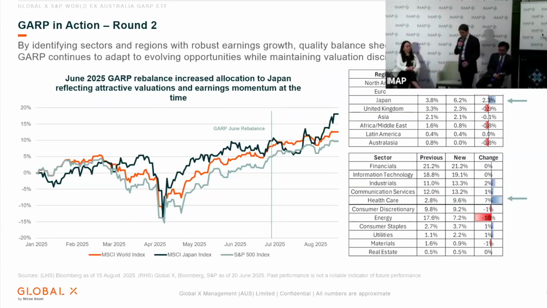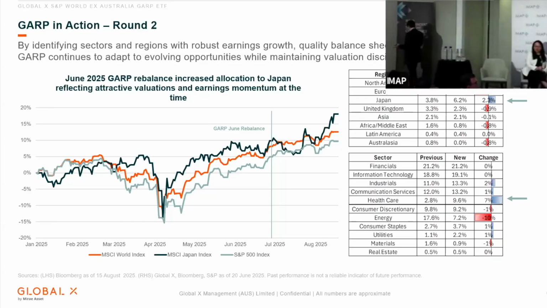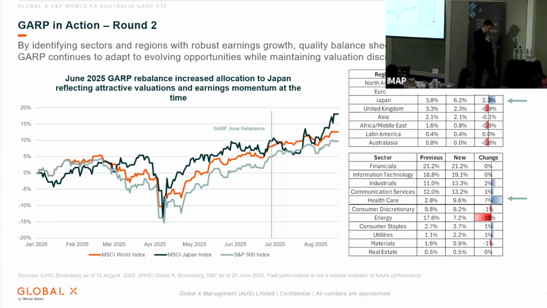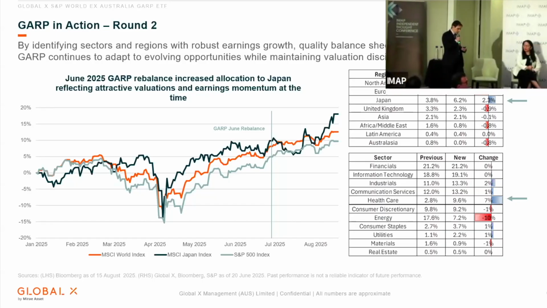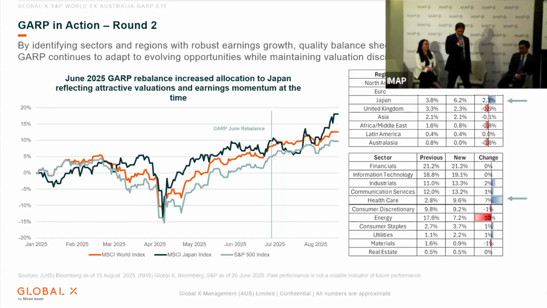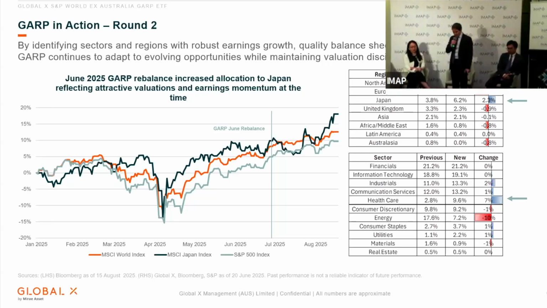Now, very lastly, to wrap up, I wanted to point out on its most recent rebalance this year in June, the portfolio tilted into Japanese equities because there was earnings momentum there and relative value to be found there. And after the June rebalance, you can see that Japanese equities outperformed the MSCI World as well as the S&P 500. So that's that. Thank you so much.